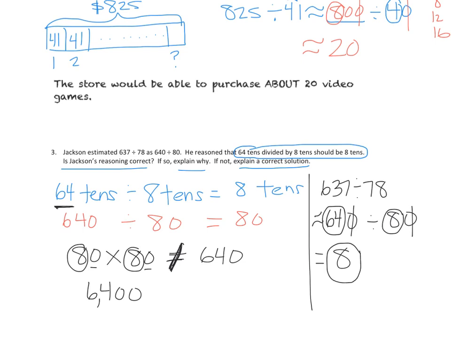And actually, if you want to do it in unit form, it equals 8 ones, not 8 tens. So here is our thinking of proving that Jackson is incorrect, and here is the correct solution to the problem. And that finishes up lesson 17. And then we will get into more division on the next lesson.